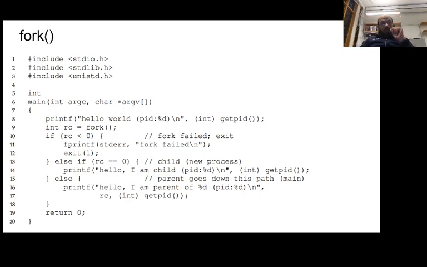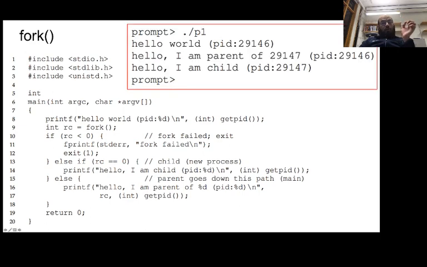If you run this program, this is the kind of output you'll get. You run p1, which is like process 1, and you find, hello, I'm parent of 29147, and you find, hello, I'm child of 29147. What happened here is that these two print statements are in the if-else part. If RC is equal to 0, there's the hello I'm child, and you put the PID. And there is hello I'm parent of, and you put the PID.